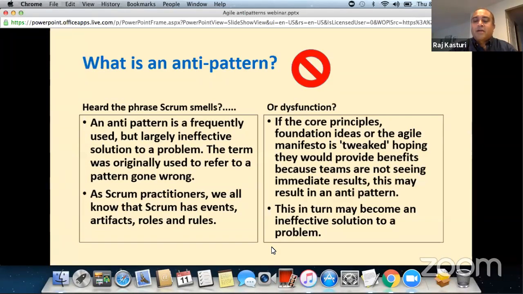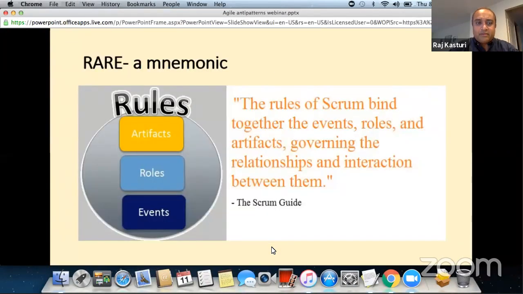we all know that Scrum has events and artifacts and roles and also rules, right? These are the rules of Scrum. According to the Scrum Guide, the rules, roles, artifacts, and events are all the things that bind the Scrum team together, right? The rules are like a glue that puts everything together, to make sure that you're enacting Scrum correctly. Okay, so a mnemonic that I use is RARE.